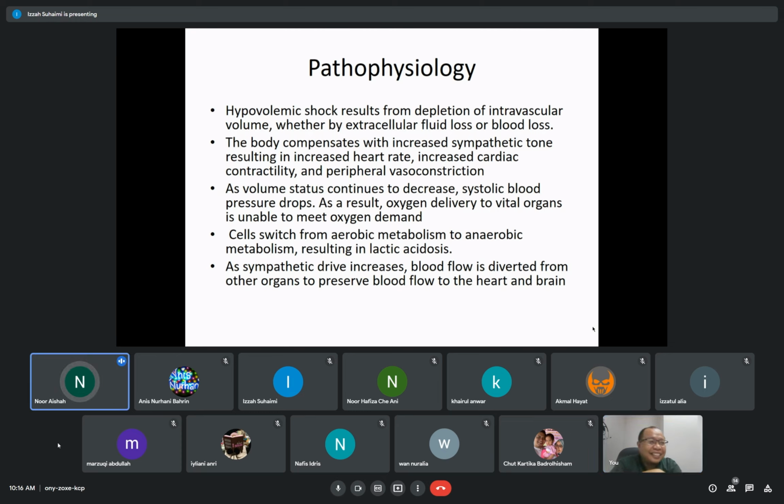Hypovolaemic shock results from the depletion of intravascular volume, whether by extracellular fluid loss or blood loss. And then the body will try to compensate by increasing the sympathetic tone, which results in increased heart rate, increased cardiac contractility and peripheral vasoconstriction.